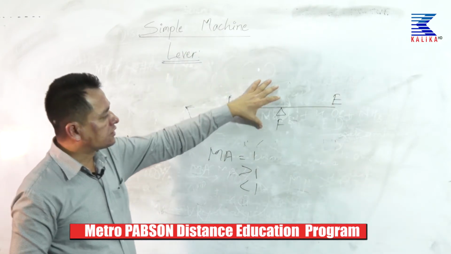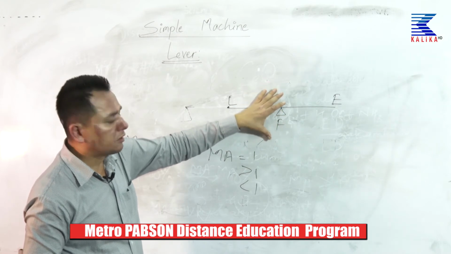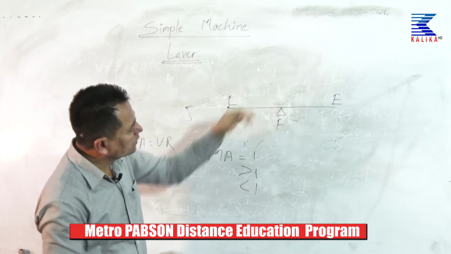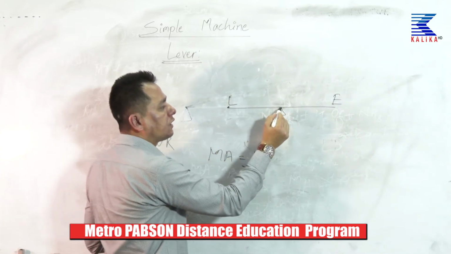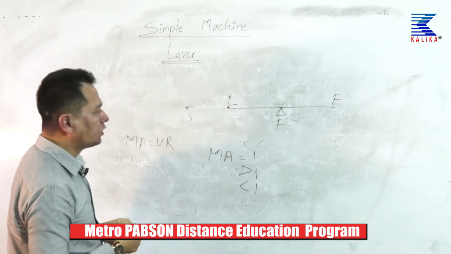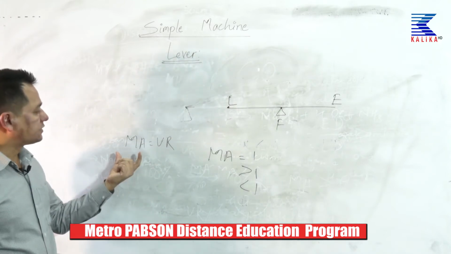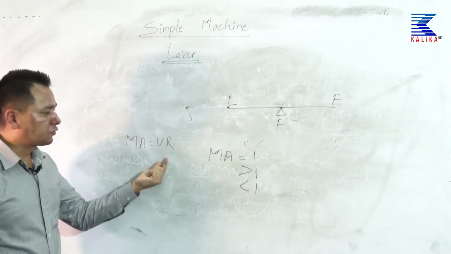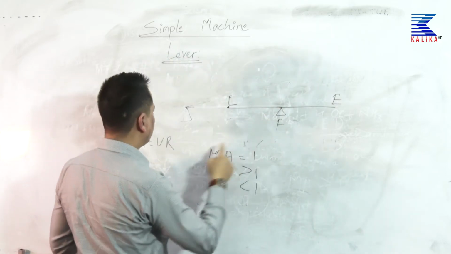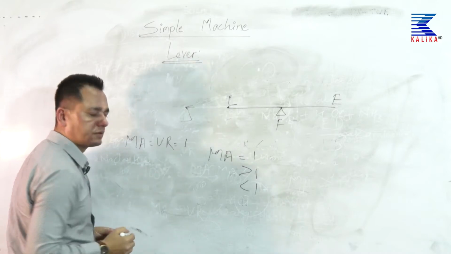Let's ignore the friction acting in the movable part or between the movable parts of the device. This lever and fulcrum are movable at this point, so let's ignore the friction acting there. So we can say MA and VR are equal. When this is exactly at the middle, VR is equal to 1, right?